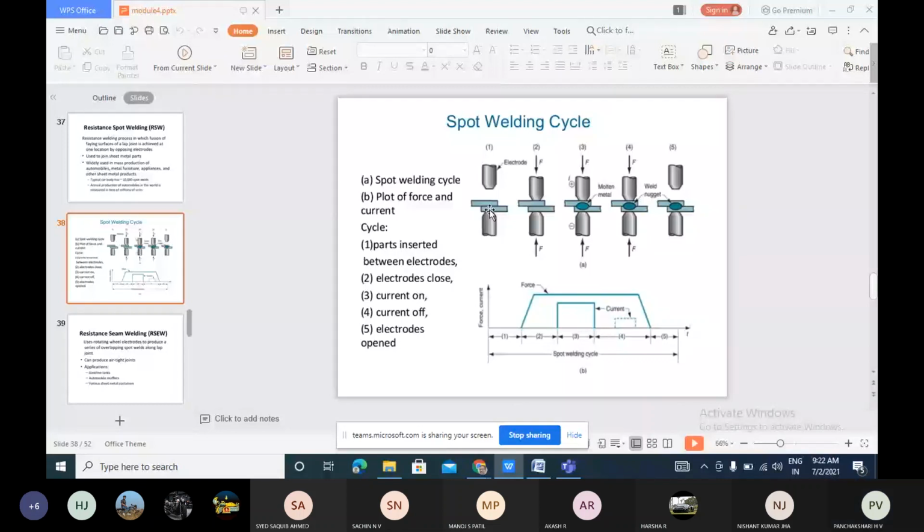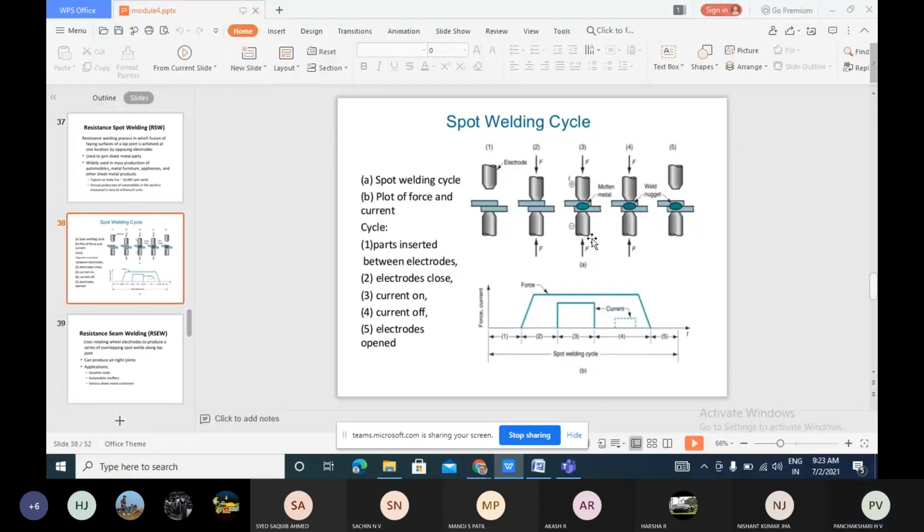When this joint is placed properly on the lower electrode, then in the second step you can see the upper electrode is moving down, and then it holds the workpiece properly. So the force is applied in the second step. Then in the third step you can see it is connected, power is switched on, plus minus, you can see the symbol. So it means the electric power is switched on, so that welding current starts flowing through the electrodes. And also during that time the force is kept constant.